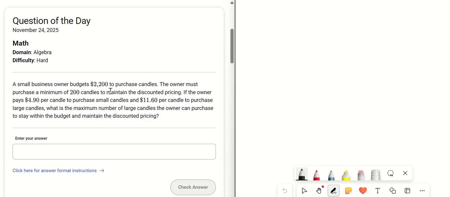All right, so automatically I see two variables. I see small candles and large candles. That means that we are going to be solving a system of equations. And so what we should do first is decide what variable we want to represent with x and what variable we want to represent with y. So why don't we say that x is going to represent the small candles and y is going to represent the large candles.